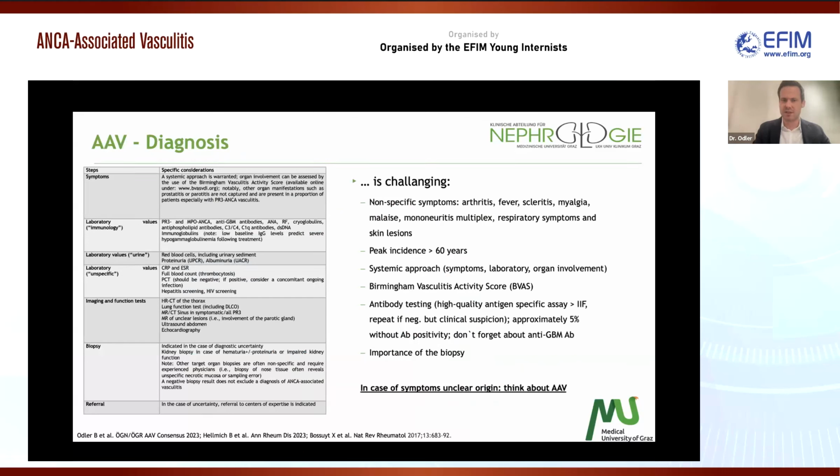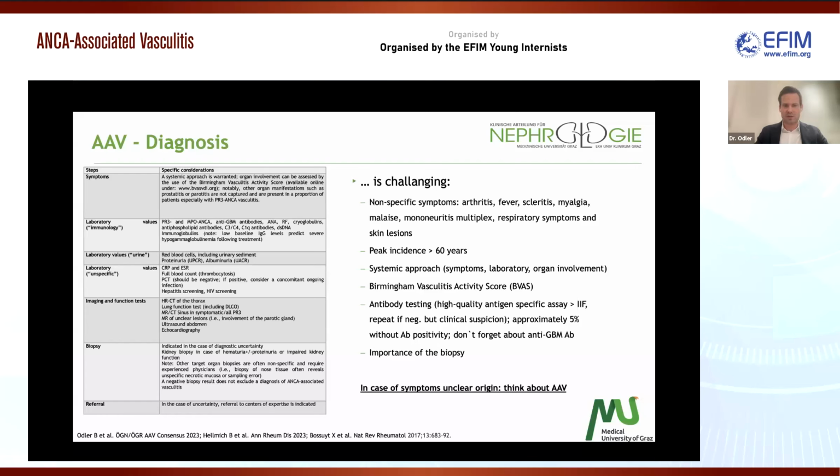The diagnosis of the disease is quite challenging, as most of our patients present with non-specific symptoms at the beginning of the disease, like arthritis, myalgia, or unspecific respiratory symptoms or skin lesions. The peak incidence of the disease is over 60 years, so it mostly affects elderly patients. Nevertheless, we also see younger patients affected by ANCA-associated vasculitis. When diagnosing the disease, a systemic approach is warranted.